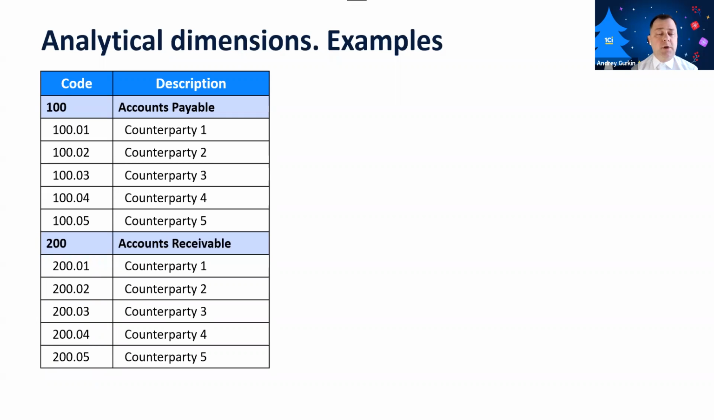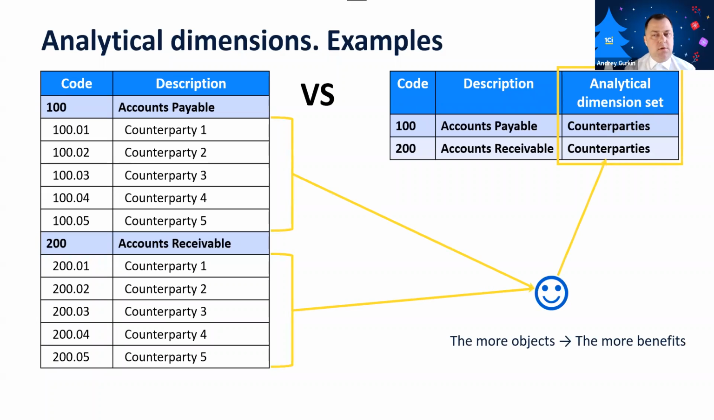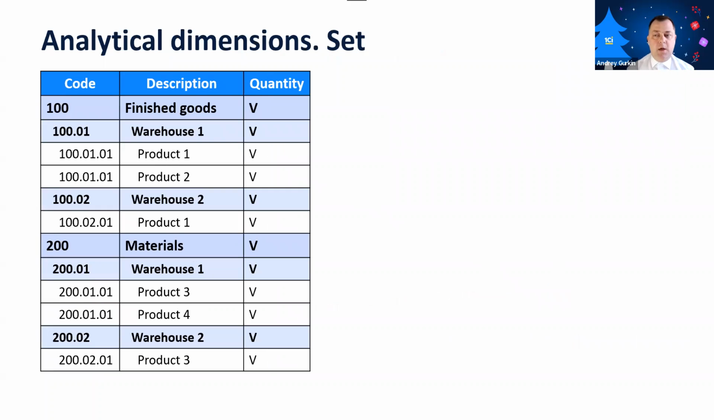Another example: you have two GL accounts, one for accounts payable and one for accounts receivable, and you want to analyze the turnovers by counterparties. The same answer applies: using previous releases, we had to add new sub accounts for each counterparty. But from this release, you can do it in a minute. You can set the counterparties analytical dimension here, with the same benefit. Let's take a look at a more complicated example.